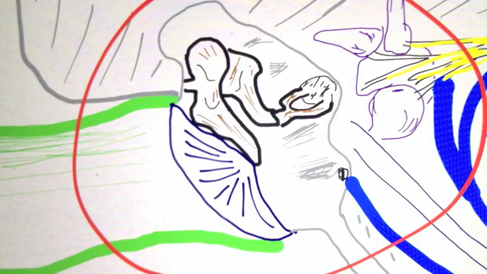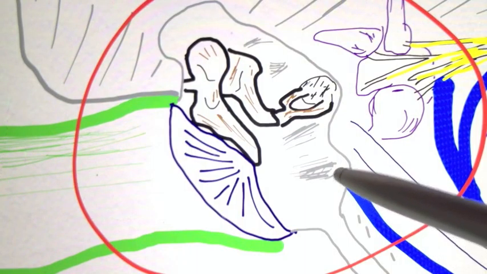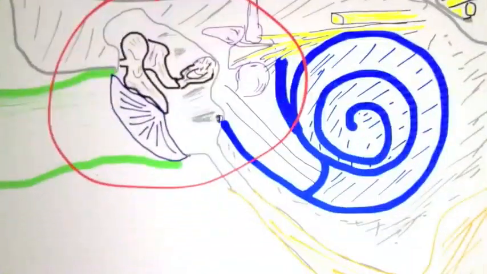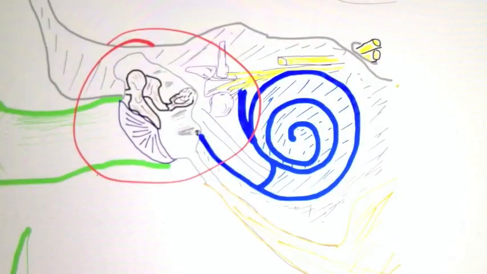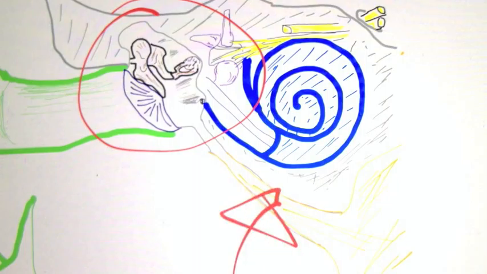It also has these two windows into the inner ear, the oval window, named because it's an oval, and the round window because it's round. The middle ear can also go down into the nasopharynx. It has a little tube that goes into the nasopharynx, and that tube here is called the eustachian tube.